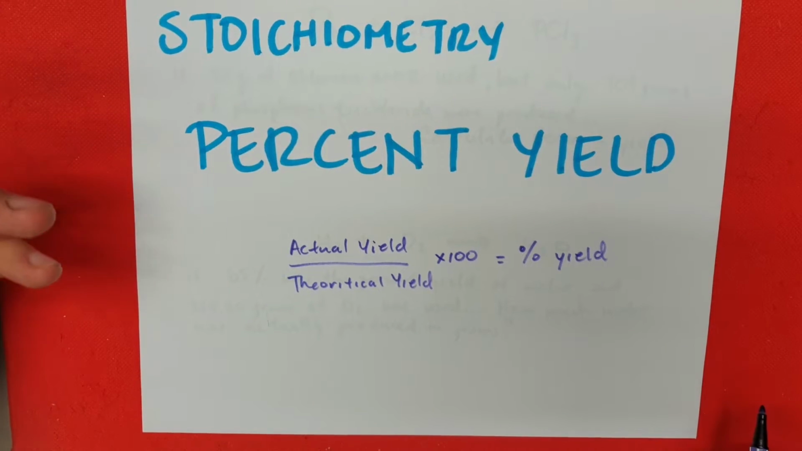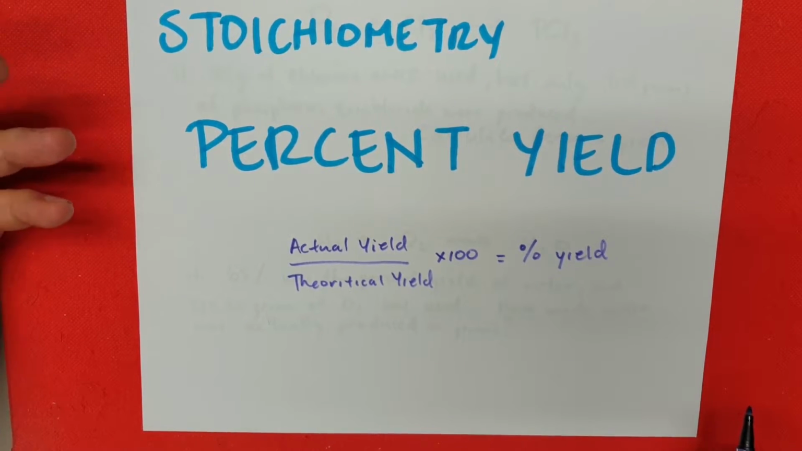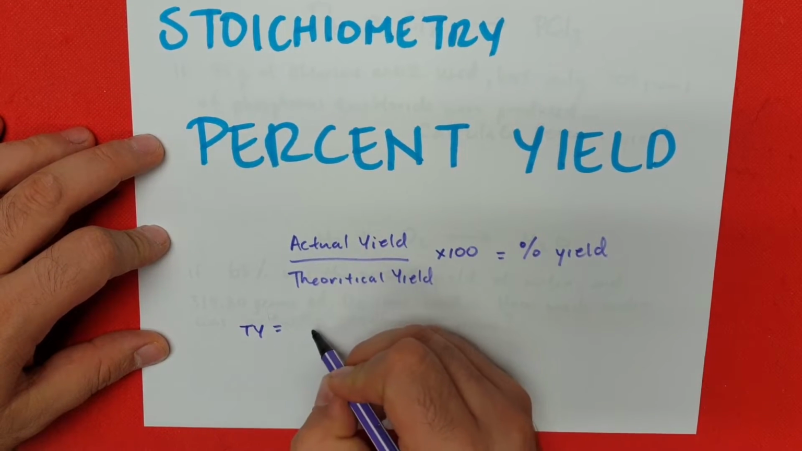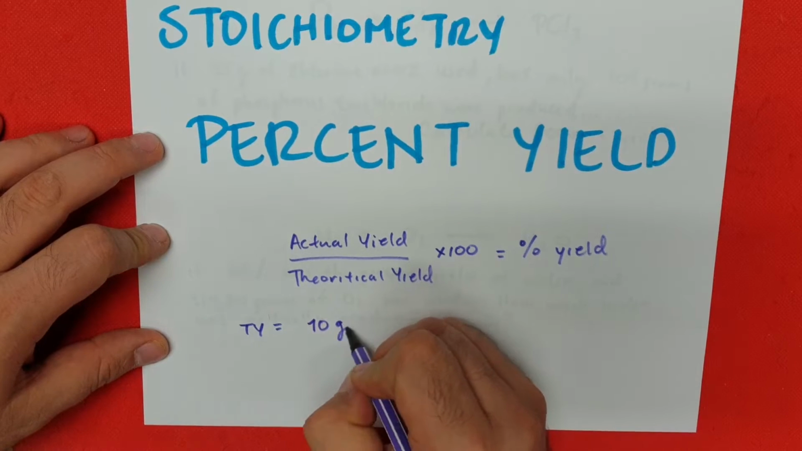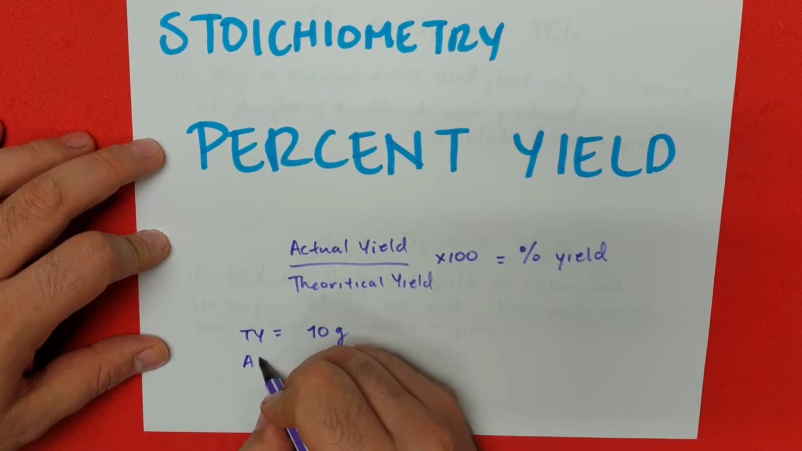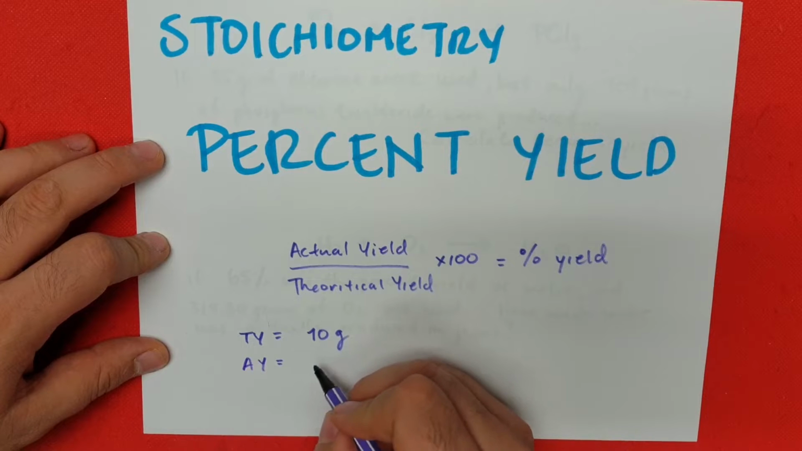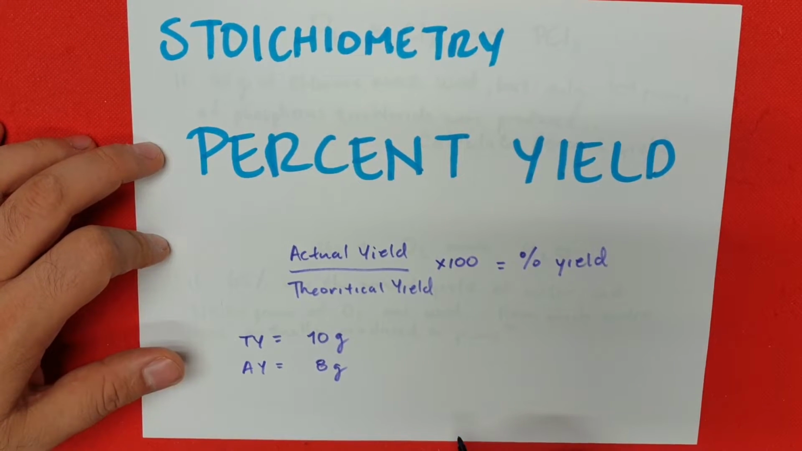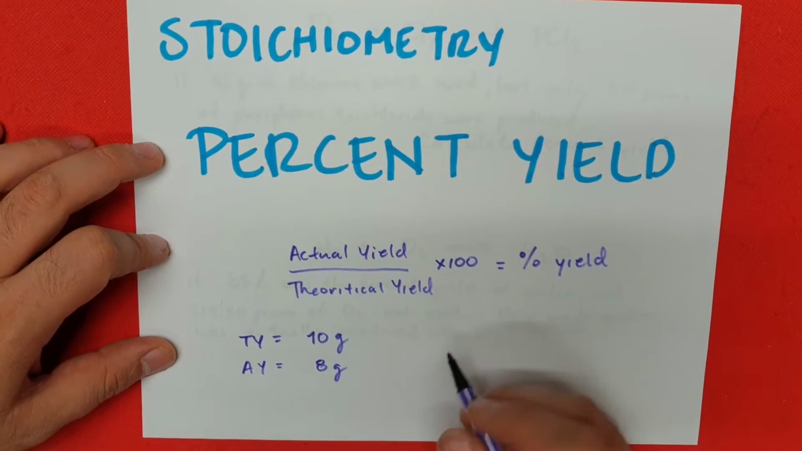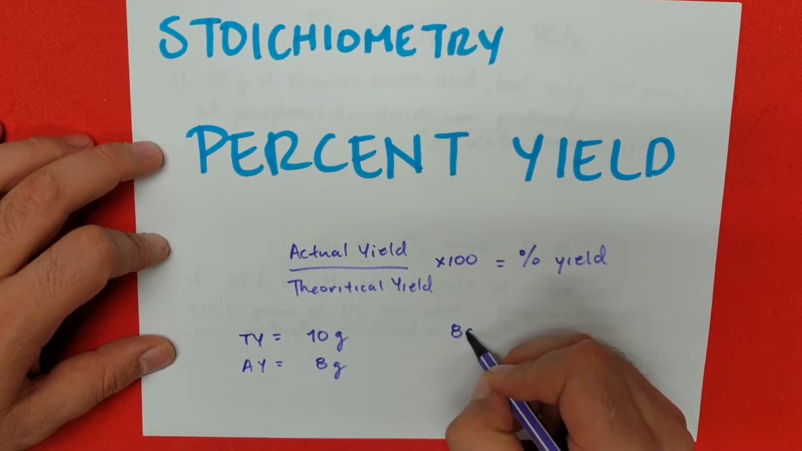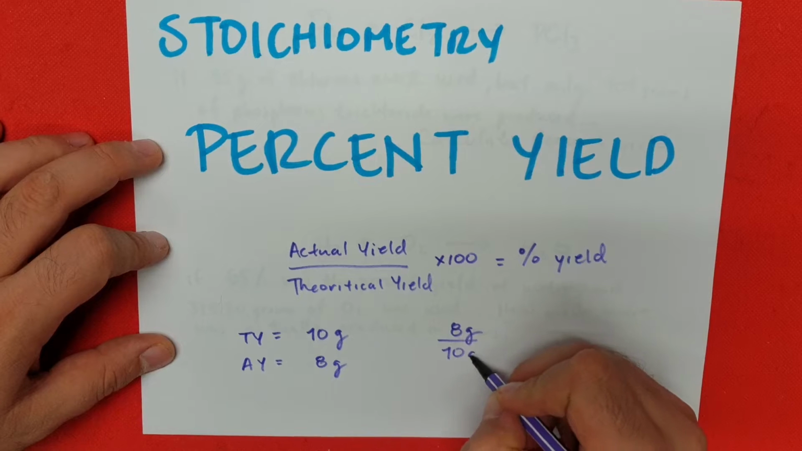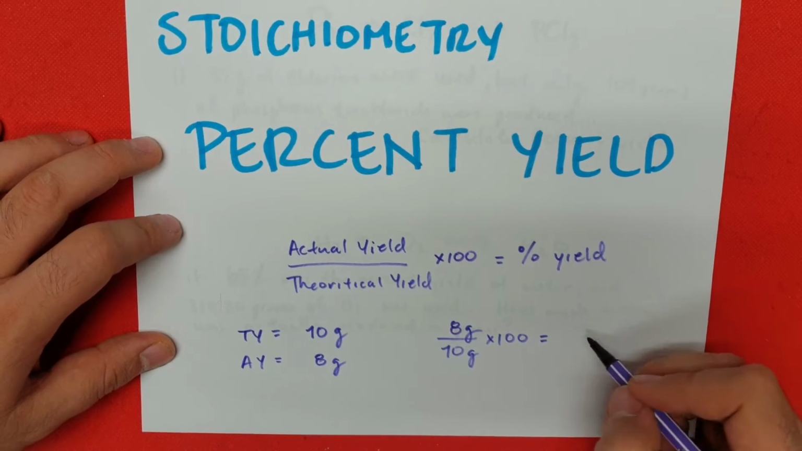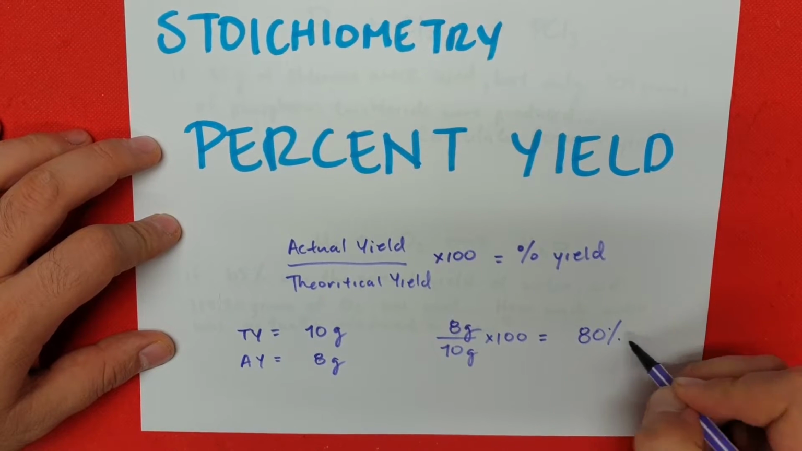So in this case, a very, very simple example is, imagine that a reaction has a theoretical yield of 10 grams, but you actually only produced, actual yield, you only produced 8 grams of a specific product. So this would be very straightforward. We take 8, which is my actual yield, divided by 10, and then multiply it times 100. And after we do this operation, we know that the percent yield is 80%.